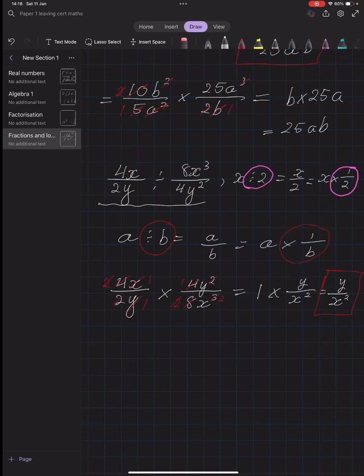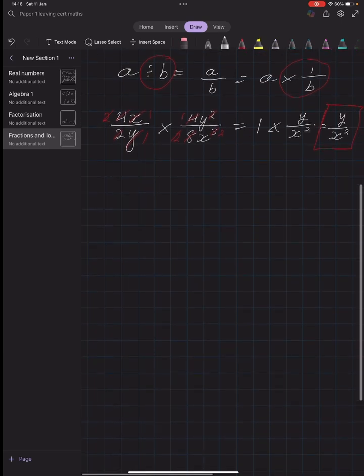Now, I'll do a quite hard one. So, okay, what's the hardest one that I can see?